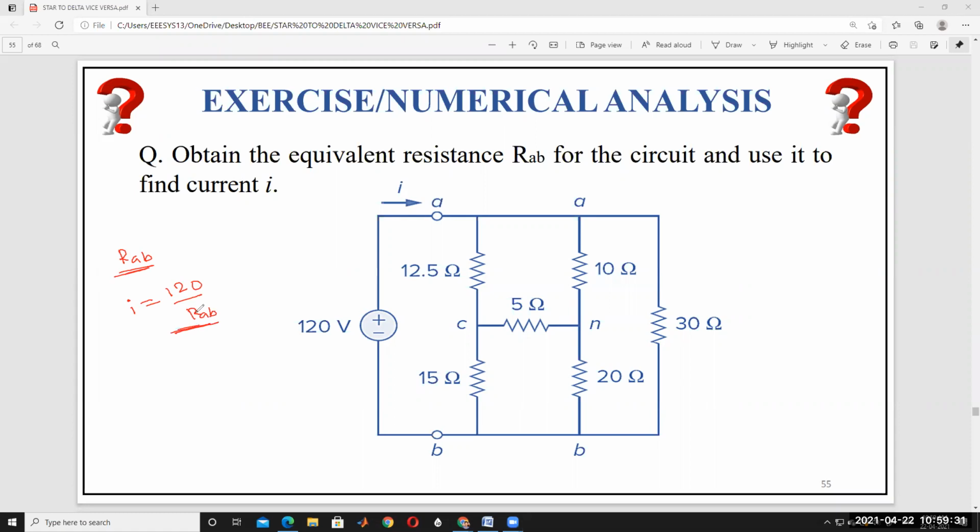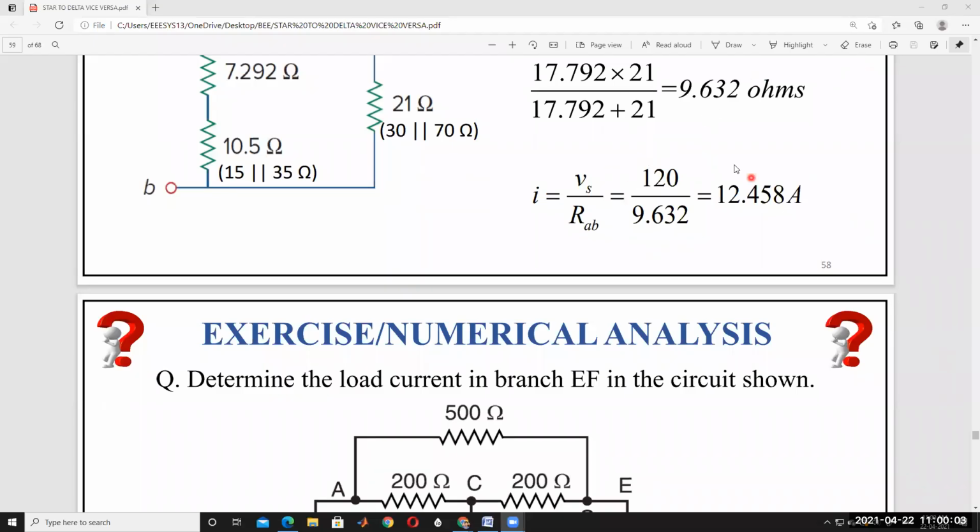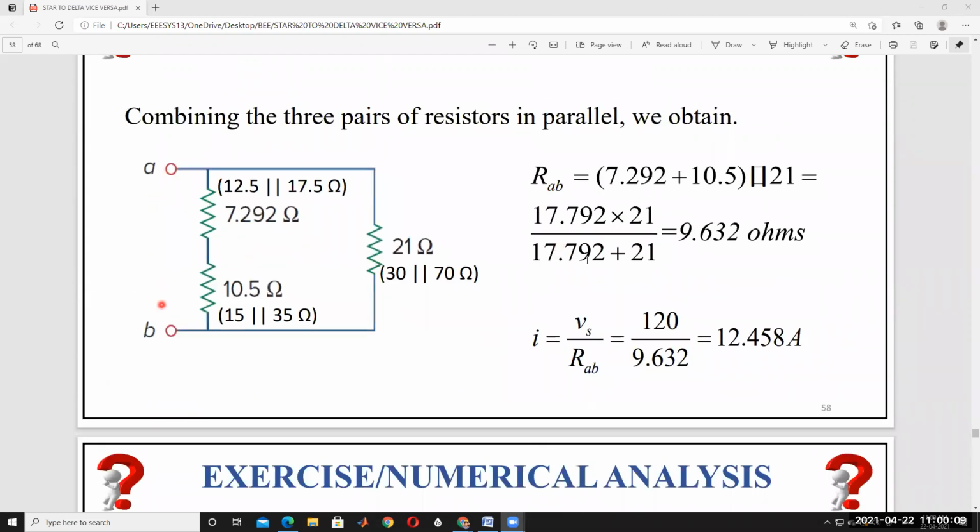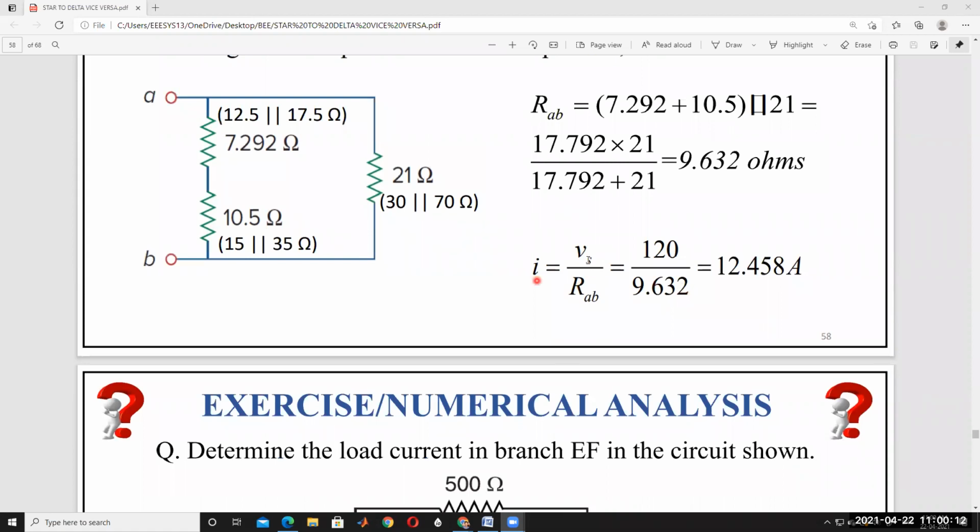So like this, obtain the equivalent resistance RAB for the circuit and use it to find current I. Understood? This is the problem. The answer for this problem is that the total equivalent resistance between A and B terminals is 9.632. Then I is equal to 120 by 9.632. So verify your answer by solving this. Is it 9.632 or not? After getting the equivalent resistance RAB, substitute here and you will get current. Understood?